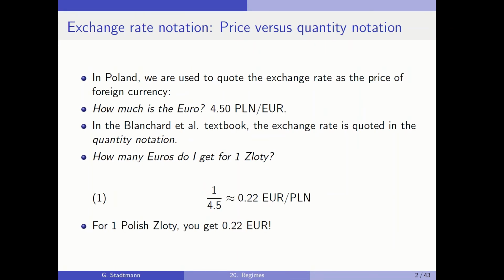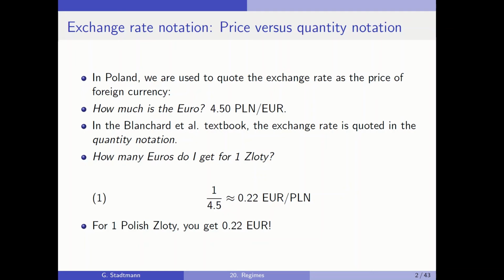So let's talk a little bit about the two different possibilities of how to quote an exchange rate. So we talk about an exchange rate notation, price versus quantity notation. In Poland, we are used to quoting the exchange rate as a price of foreign currency. So from a Polish perspective, we ask the question, how much is a euro? And the answer is right now about 4.50 Polish zloty for 1 euro.